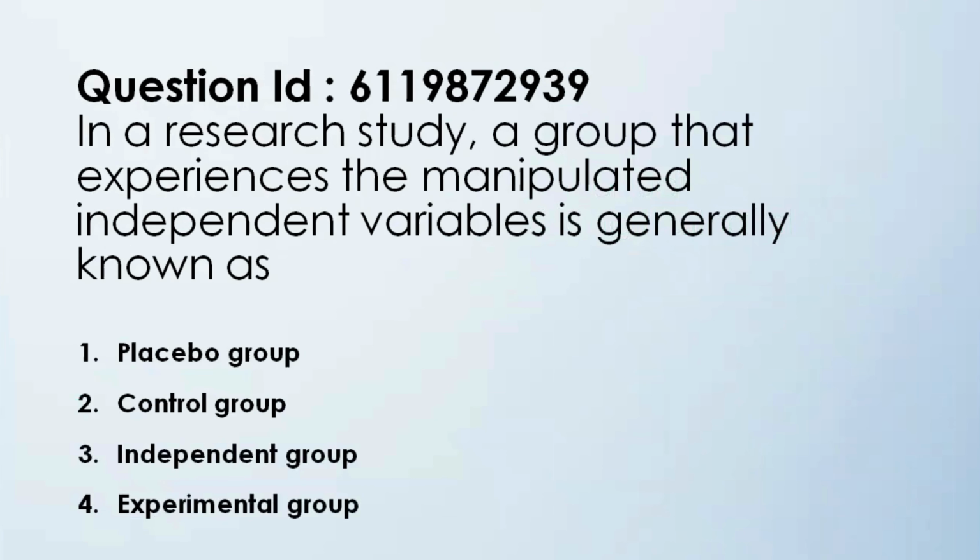This is a question with four options. In a research study, a group that experiences the manipulated independent variable is generally known as what? Placebo group, control group, independent group, and experimental group. Now read the question carefully. They want you to identify which group? The group that experiences the manipulated independent variable. Out of the dependent and independent variable, you can only manipulate the independent one. Now, what is that group called which experiences this? Is it placebo? Is it control? Is it independent? Or is it experimental? So the correct answer for this question is option 4, experimental group.